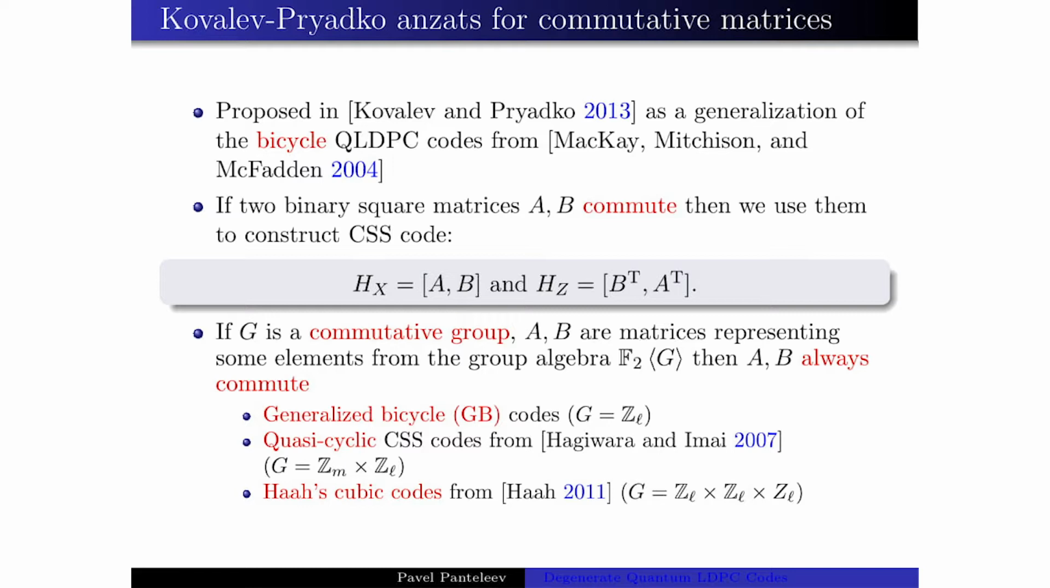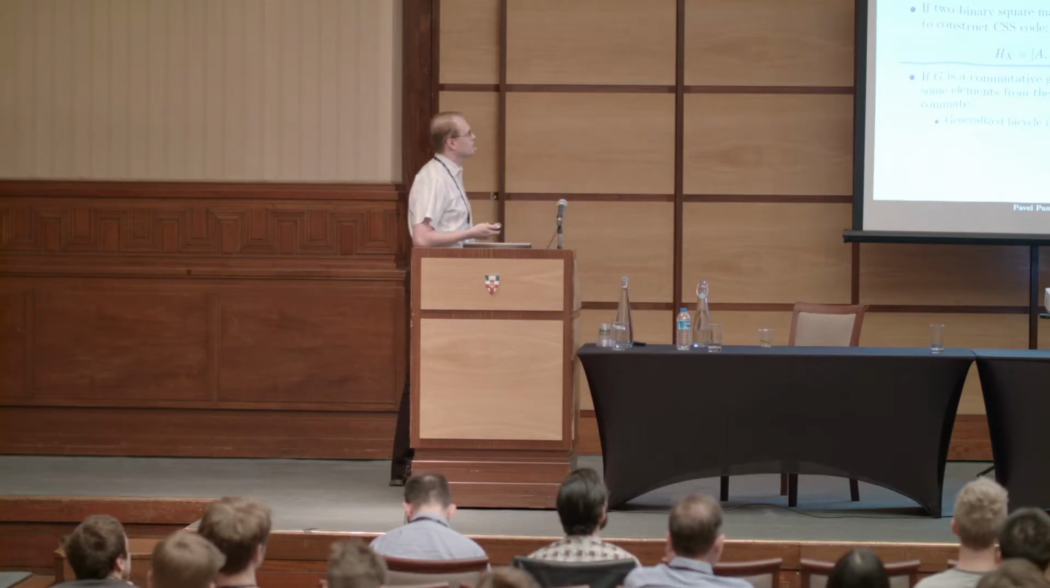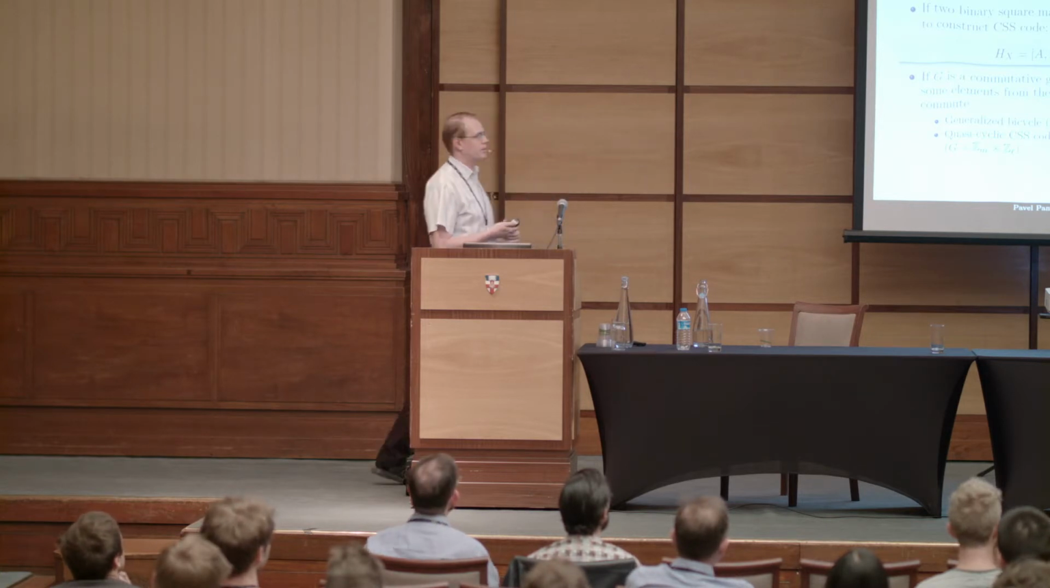We can generalize. For example, if we use a finite commutative group, and A and B are just matrices that represent the elements of the group algebra over this finite commutative group, then of course these matrices A and B always commute. This way you can obtain generalized bicycle codes that were proposed in the Kovalev and Pryadko paper. This way you can obtain quasi-cyclic CSS codes, that are also a very well-known class of QLDPC codes.